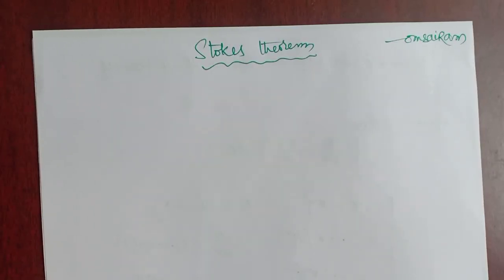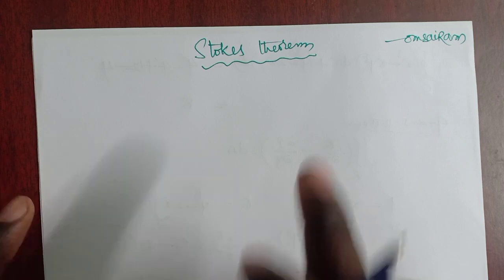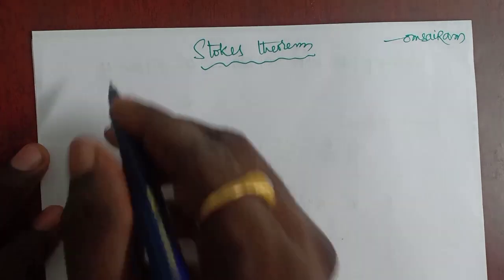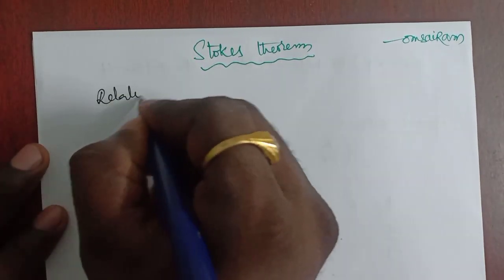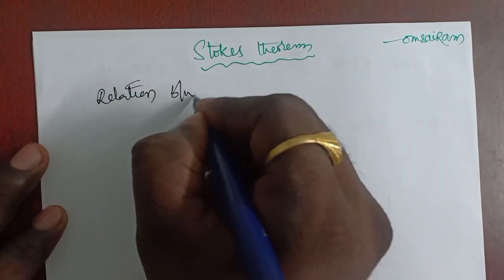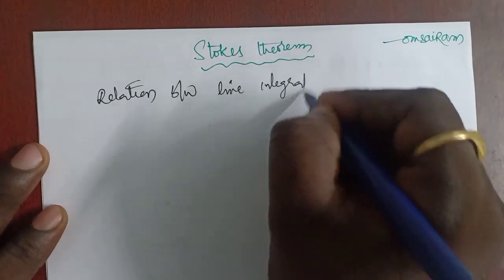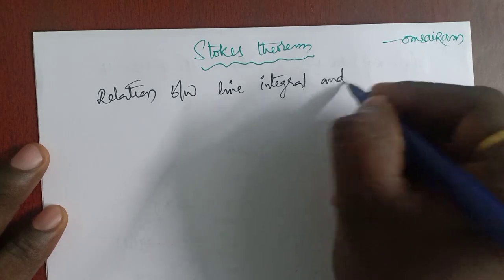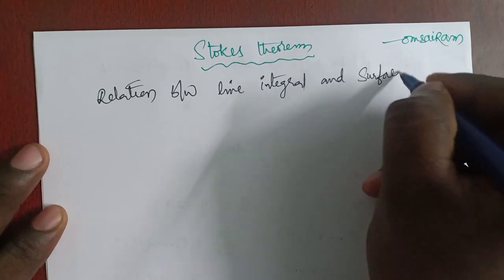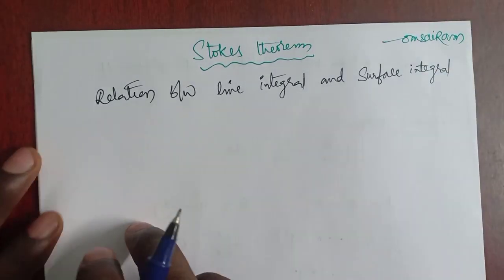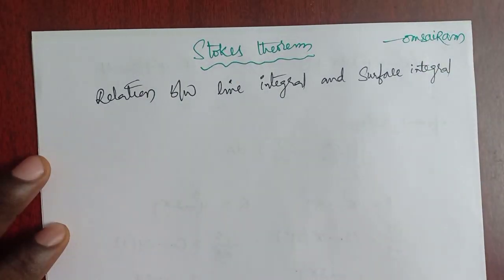Hi students, today we will discuss the Stokes theorem and solved problems. Coming to the Stokes theorem, it represents the relation between line integral and surface integral. So clearly, Stokes theorem is the relation between a line integral and a surface integral.